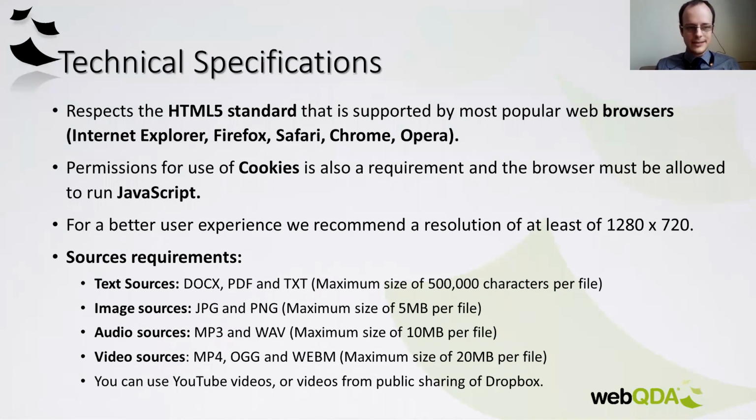And what about the sources? Well, we can upload text documents up to 500,000 characters per file. And what if we want to analyze more text than that? No problem. We just split it up over separate text files. And we can upload images. They can be JPEGs or PNGs, up to 5 megabytes per file. We can have some audio sources, like we can record an interview using our cell phone even, in MP3 or WAV format, up to 10 megabytes per file.